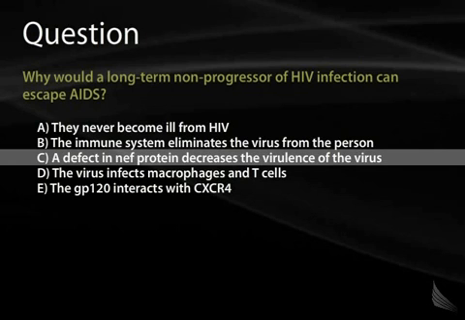The virus infects macrophages and T cells. That would lead to AIDS. Or E. The GP120 interacts with CXCR4. That would also lead to AIDS.